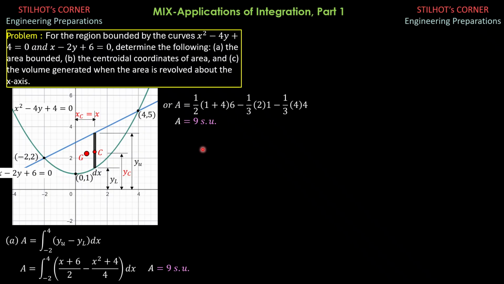The principle of the first moment of a mass, or Varignon's theorem in statics: area times xg equals the integral of x sub c dA, where x sub c is just x, and dA is upper y minus lower y dx. We already set that up. So 9 times xg equals the integral of x times the quantity (x plus 6)/2 minus (x squared plus 4)/4 dx. Again, using your high-tech calculator, the value of the integral at the right side divided by 9. So xg is 1.